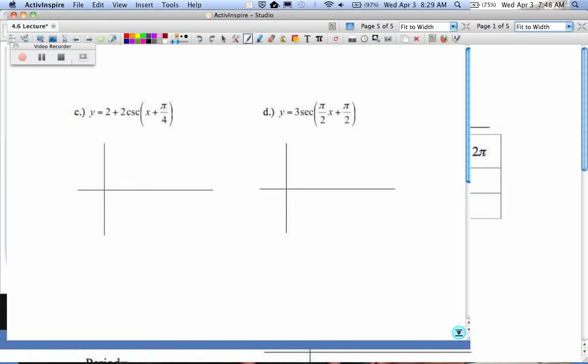So, with the cosecant graph, what should I do first? First, we're going to do a sine curve. So, what do we have to get down on the graph to do our sine curve? What's one thing somebody knows? So the midline is going up 2.